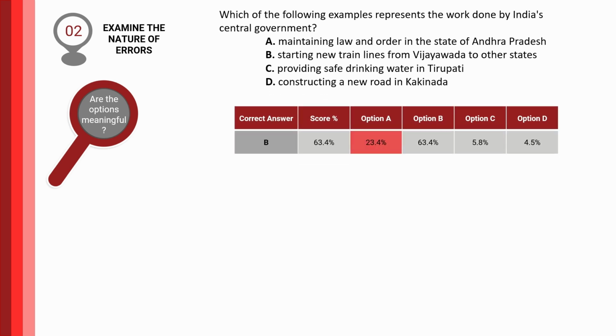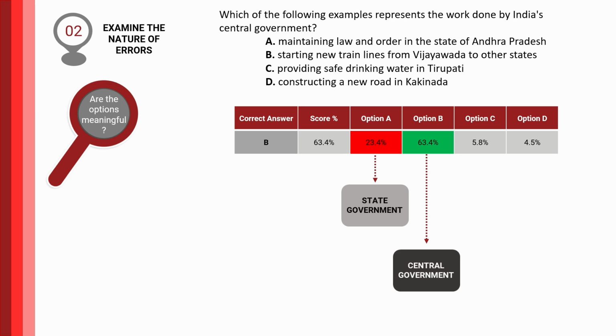23% chose maintaining law and order in Andhra Pradesh, actually a state government job. 63% students chose the correct answer, where they could recognize that constructing a new railway line across states is the work of central government. Providing drinking water and constructing new city roads within a city comes under the local government duties.